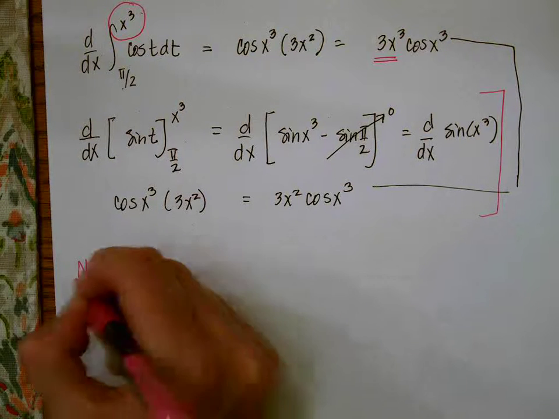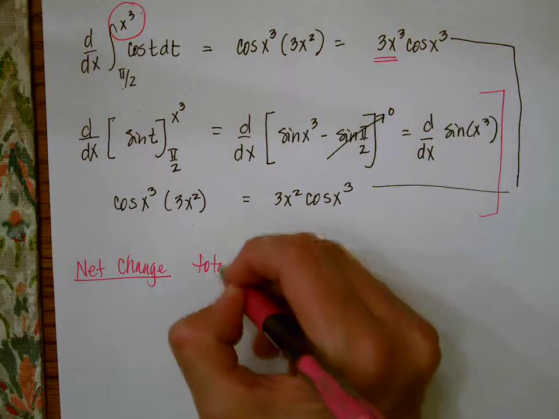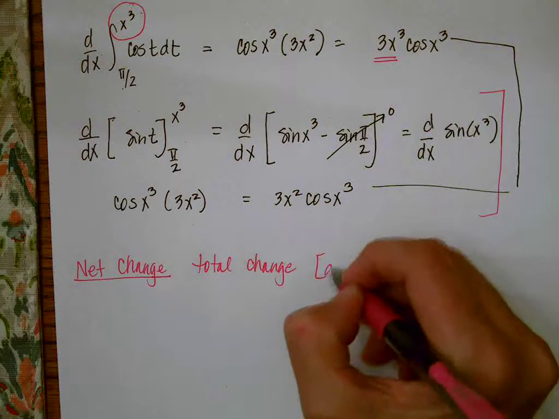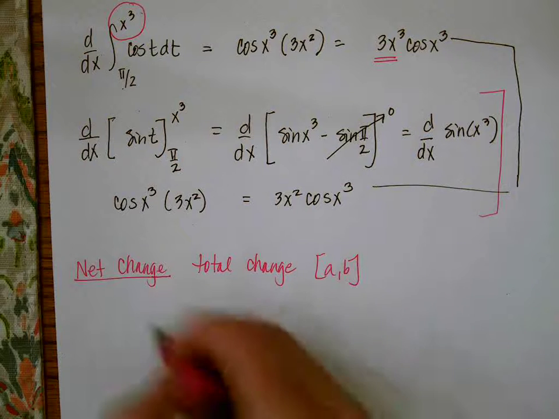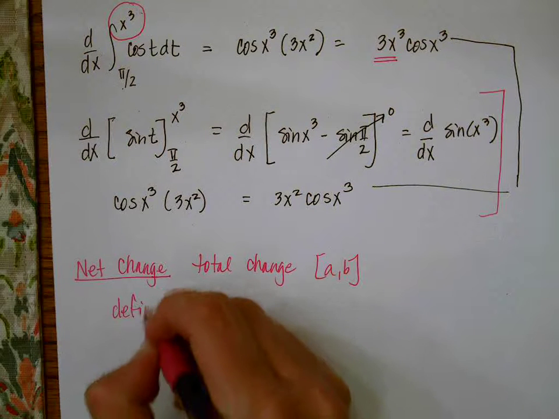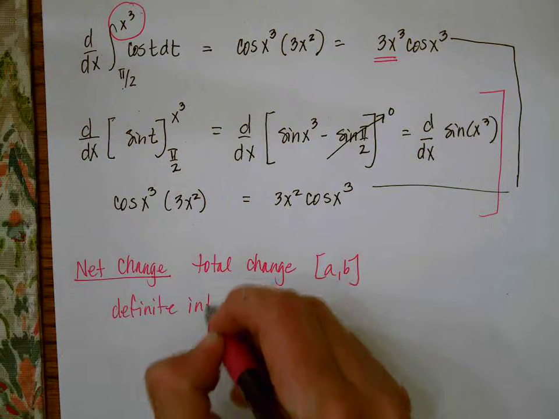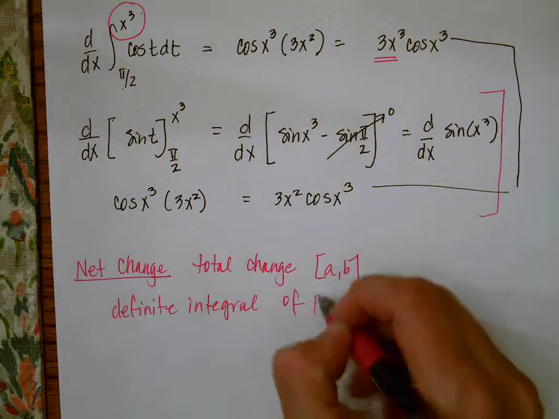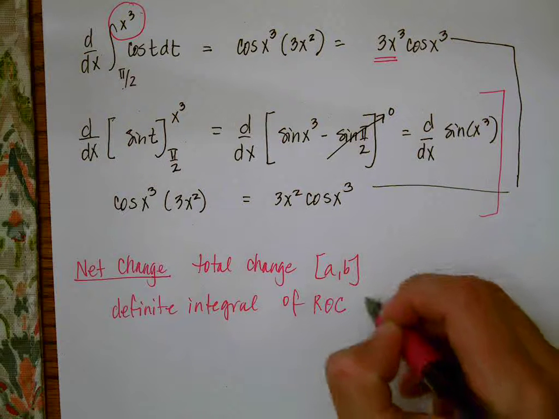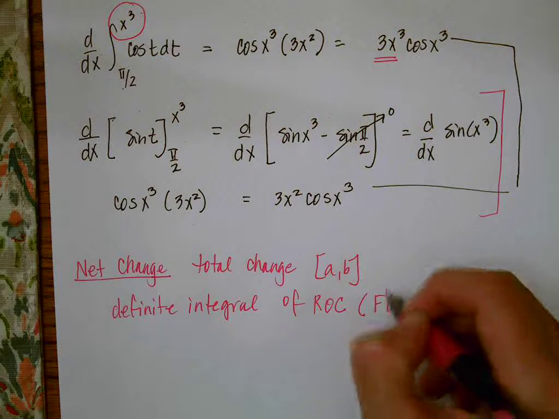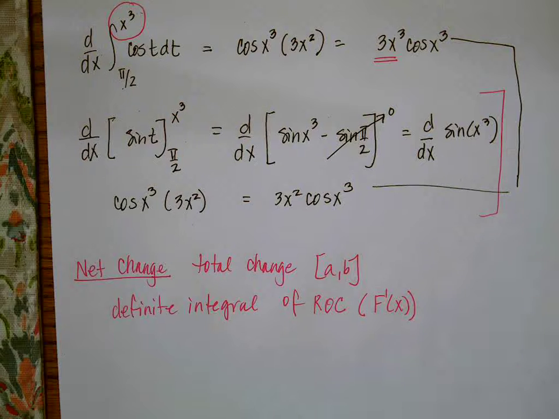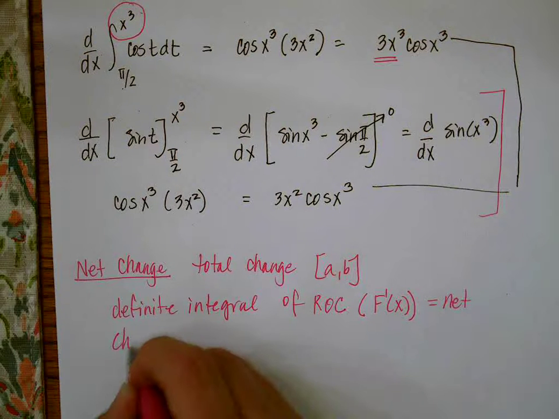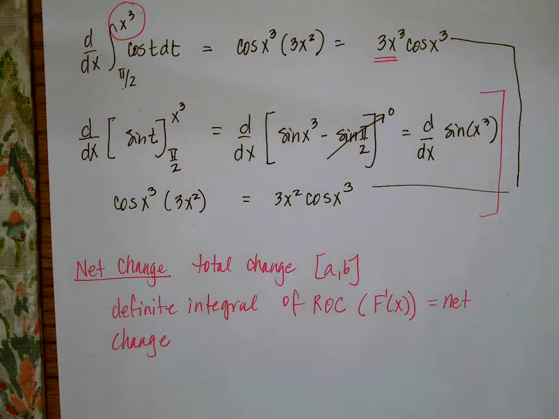All right, the next thing that we're going to talk about is the net change. Okay? And we're talking about the total change, which is what net means, on an interval from A to B. So if I have a definite integral of the rate of change, which is the derivative of the antiderivative, this is going to equal the net change.